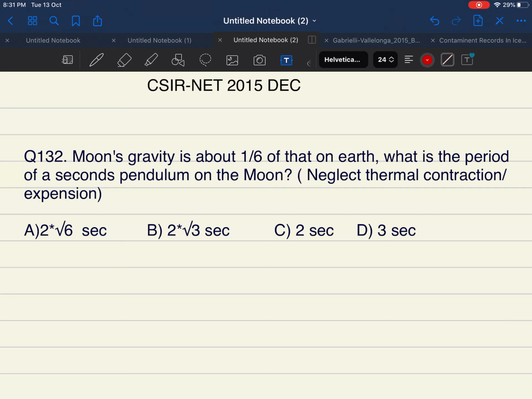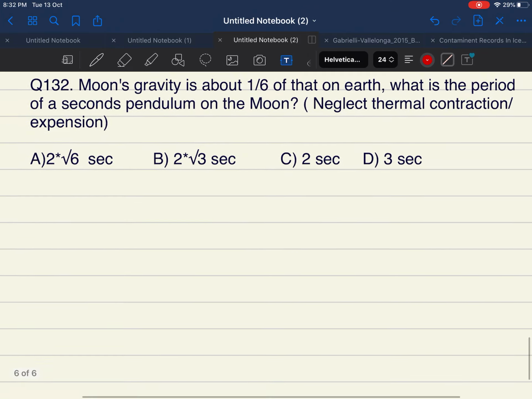We are neglecting this because on the moon there is no such magnetic field. There is no magnetosphere around the moon, so there may be some thermal contraction and expansion. We are just neglecting it. So let's solve this question.